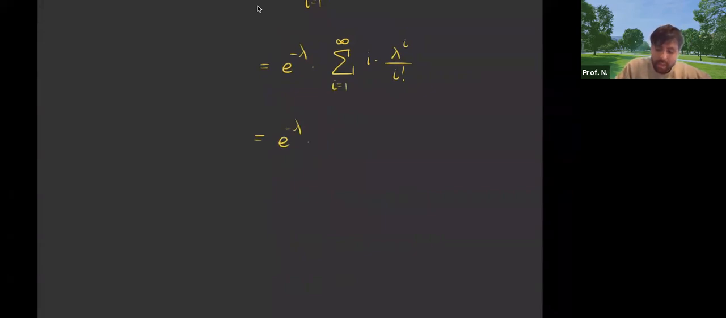You see we can cancel the i here. And if we cancel this i here, what's left? i minus 1 factorial. So this becomes the summation as i goes from 1 to infinity of lambda to the i over i minus 1 factorial.